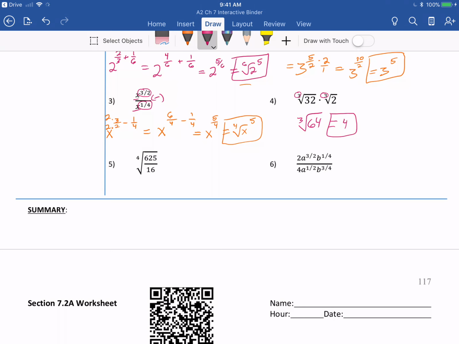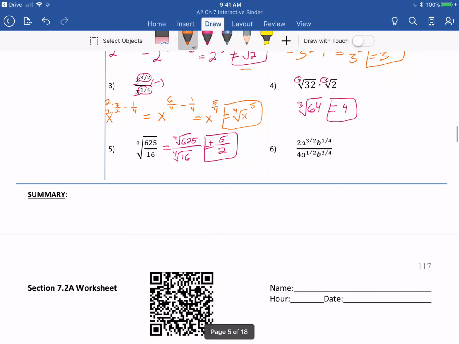Simple as that. All right, number 5, I have the 4th root of 625 over 16 here. This guy, I can take the 4th root of 625 and divide that by the 4th root of 16. All right, and I notice here that both these are perfect fourths. So I can just leave this, or I can find out what they are. They're both perfect fourths. This is 5/2, and they're both plus or minus, so you can put plus or minus on there. Because the 4th root of 625 is 5, and the 4th root of 16 is 2.